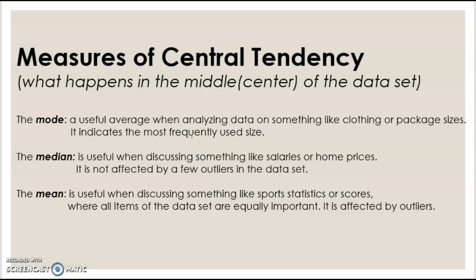The median is useful when discussing something like salaries or home prices. It's not affected by a few outliers in the data set. And the mean is useful when discussing something like sports statistics or scores, where all items of the data set are equally important. You have to have even your outliers in sports statistics or the scores.